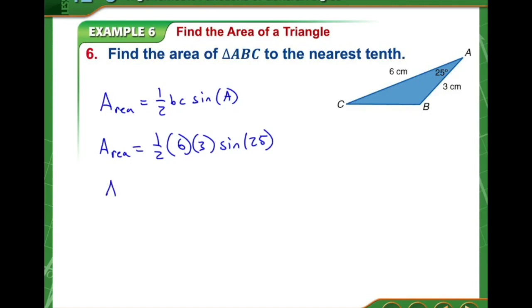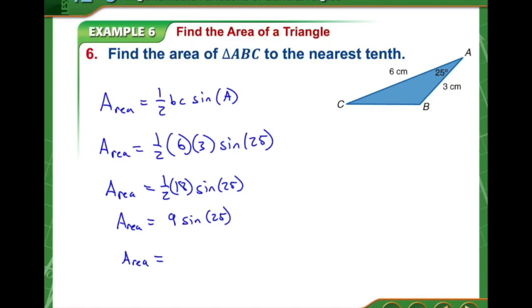So we're ready to go ahead and start simplifying this down. 6 times 3, of course, is 18 times sine of 25. And then, of course, half of 18 is 9. So 9 times sine of 25 gets us our area, and when you plug that in the calculator, rounding to the nearest tenth, we get 3.8 square centimeters.